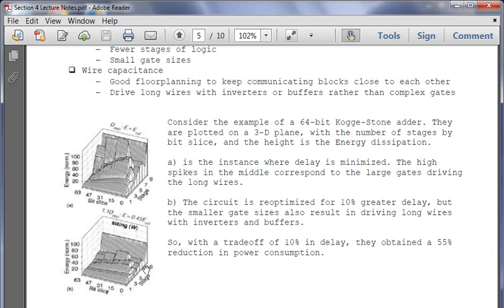So in the instance where delay is minimized, here we've simply minimized delay. However, we are getting a lot of increased power consumption because we have nodes in between each adder, and without running out of delay, the high spikes and low correspond to the large gauge driving the long wires. So if you have more of these nodes, you're actually getting these longer wires.